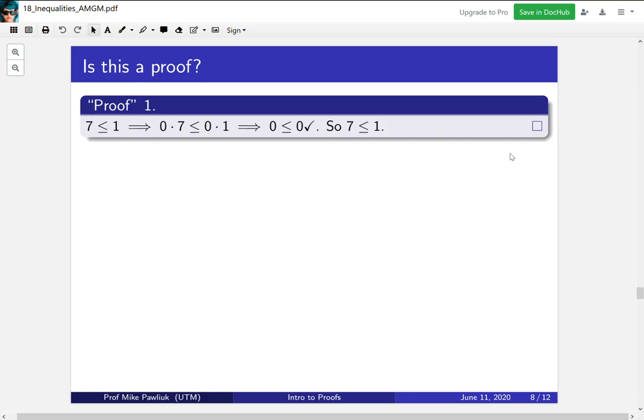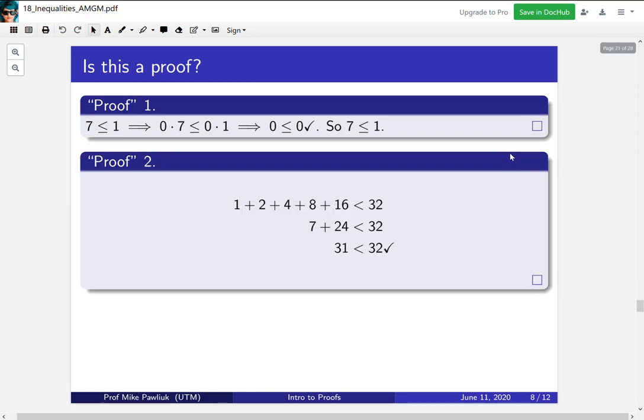Let's see another type of false proof that students often give. So students often want to submit this type of solution. So you have some sum that's less than 32. They do some stuff on the left. They end up with 31 is less than 32, and they give themselves a check mark and they move on.